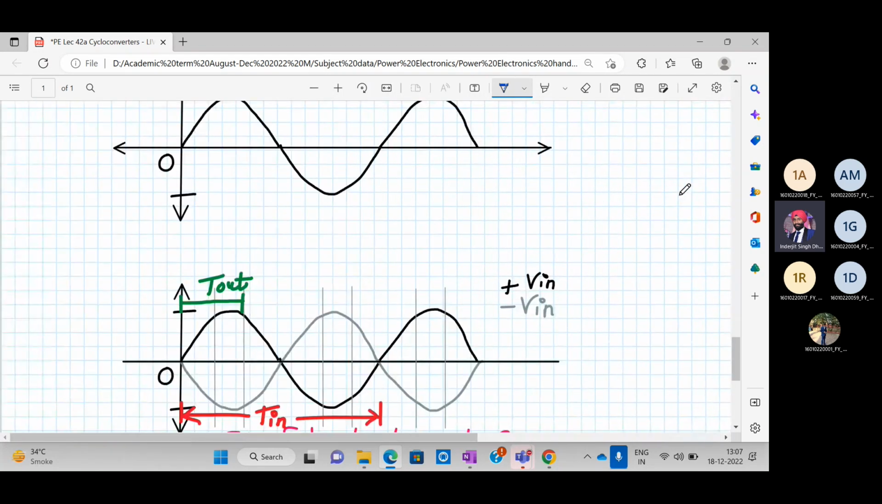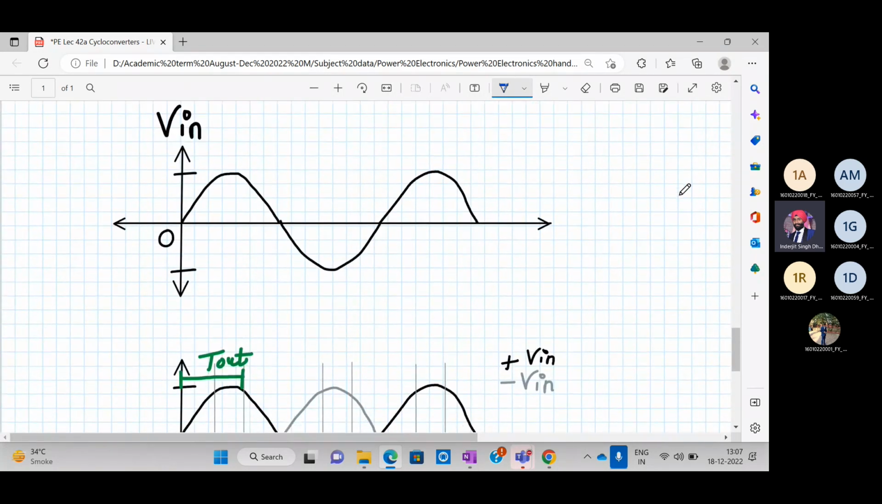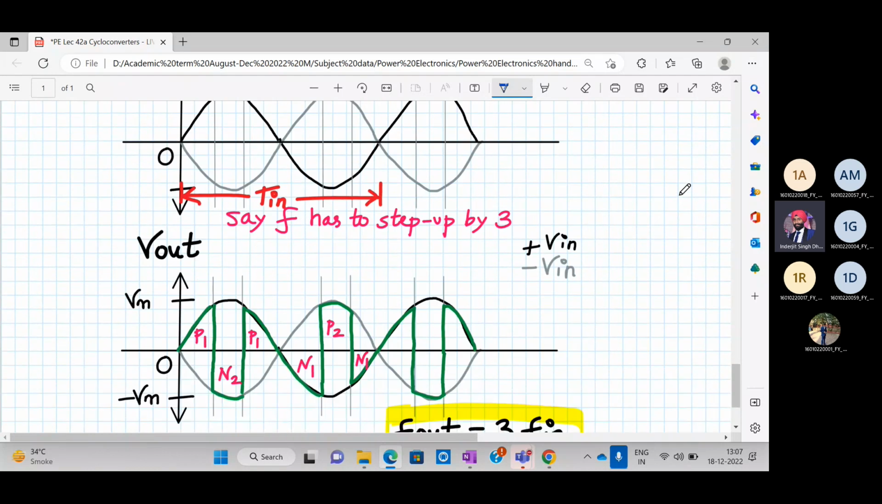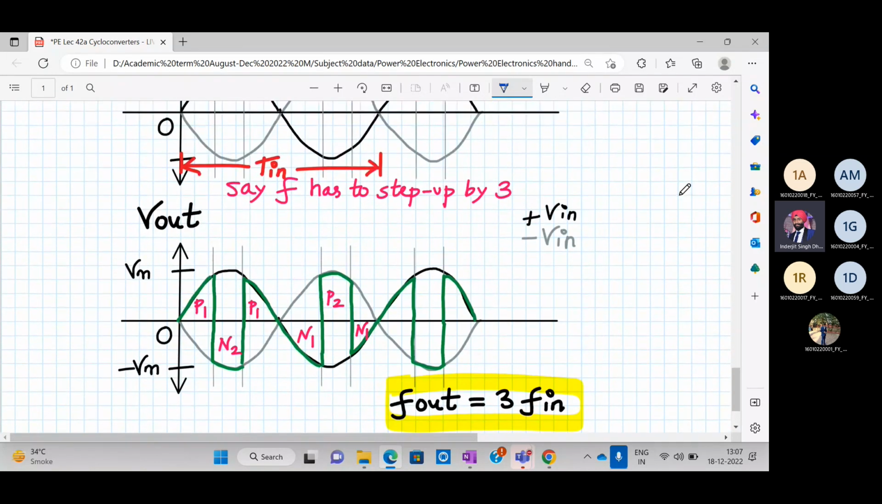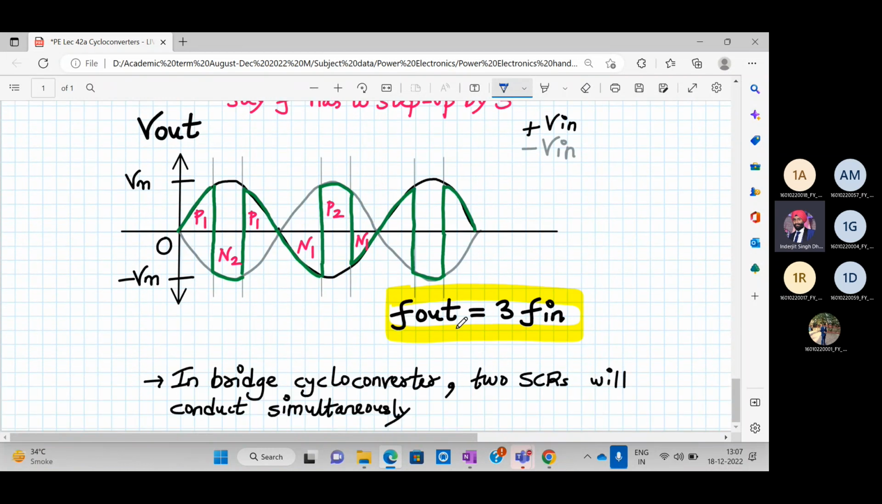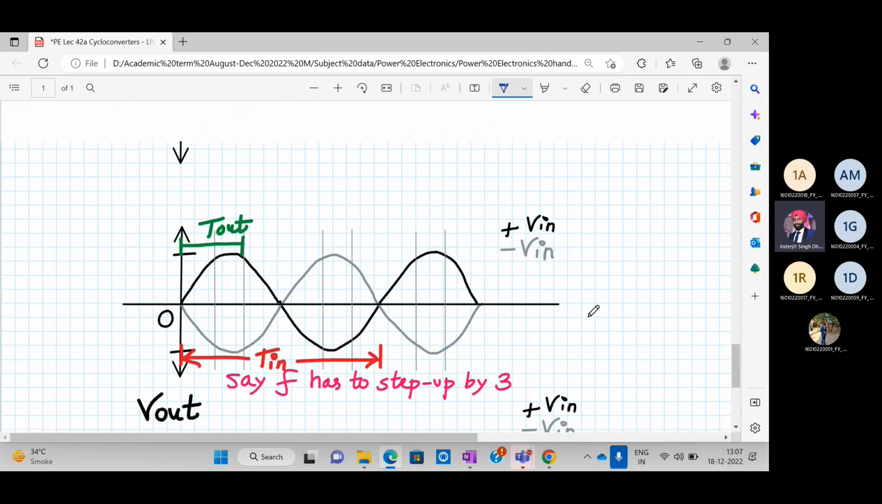Now see, how to plot the waveform? First plot the input. Now let's say your frequency has to be stepped up by 3. That means we want the output frequency to be 3 times the input frequency. So it's a step up cycloconverter. See, step up or step down, the circuit diagram remains the same. Only what changes here, I'll tell you.